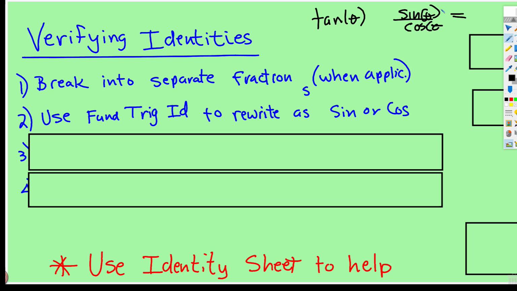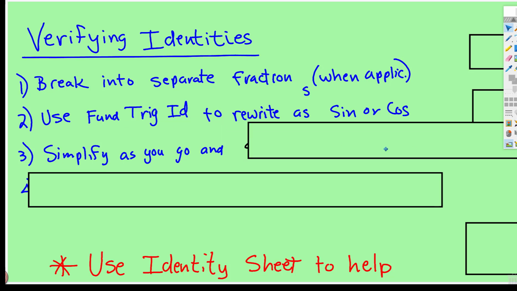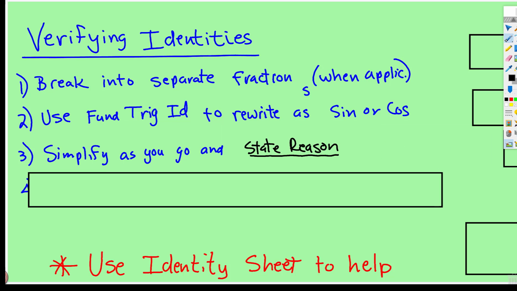Now, when you're doing that, even though you're not going to change anything on the other side, you always want to look at what the end goal is, because maybe there is a tangent theta in the numerator. If there is, you wouldn't do this step. But if there's not, you would rewrite tangent as sine over cosine. So that's just kind of a word of caution there. Okay? And simplify each step as you go.